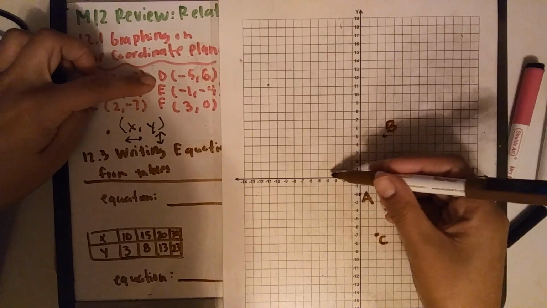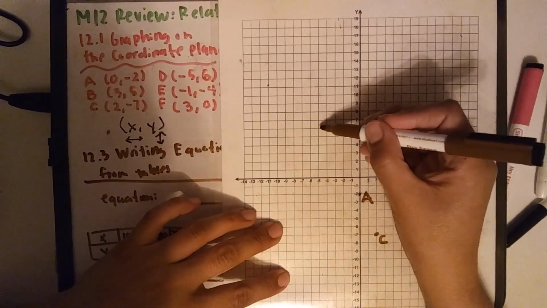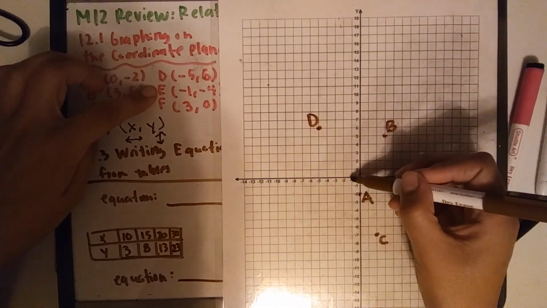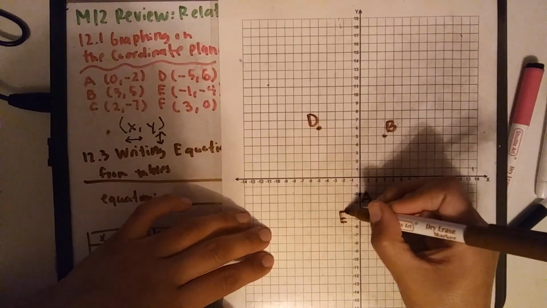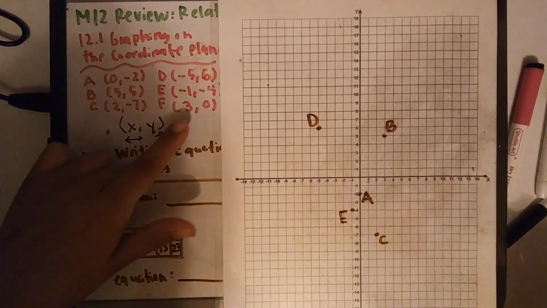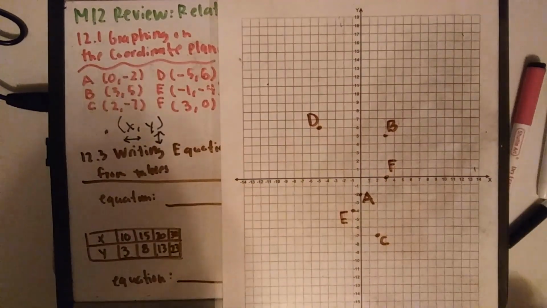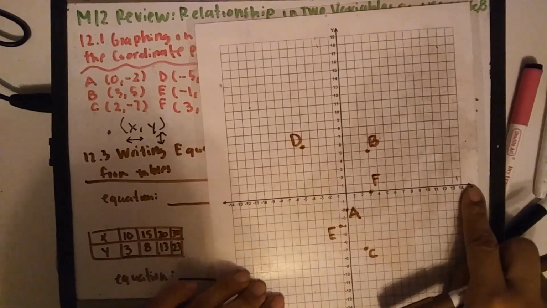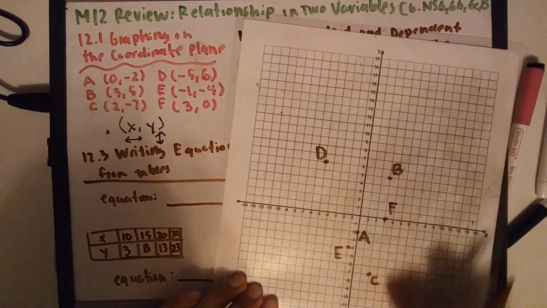D, I go to the left 5. I'm gonna run 5 to the left, and I'm gonna go 6 up. So that's D. And then I have negative 1, so I run to the left 1, and I go down 4 because those are both negative. So that's E. And then this one I run 3, and I don't go anywhere. I stop there. And that's F. Okay. Remember, this is your x, this is your y. Positive x values, negative x values, positive y values, and negative y values.